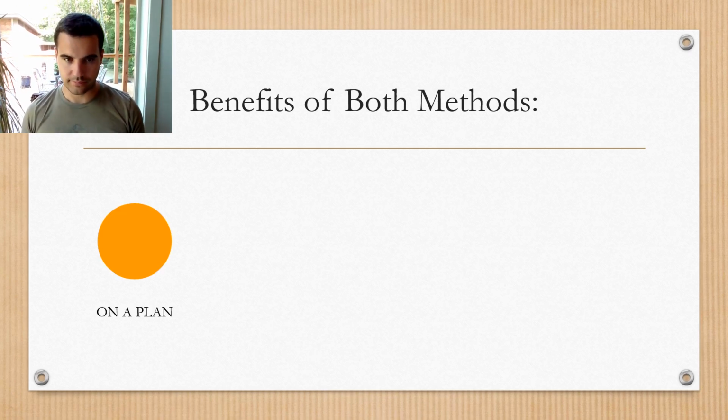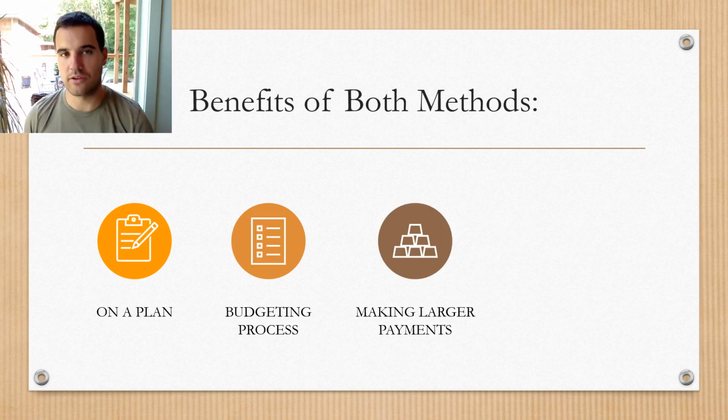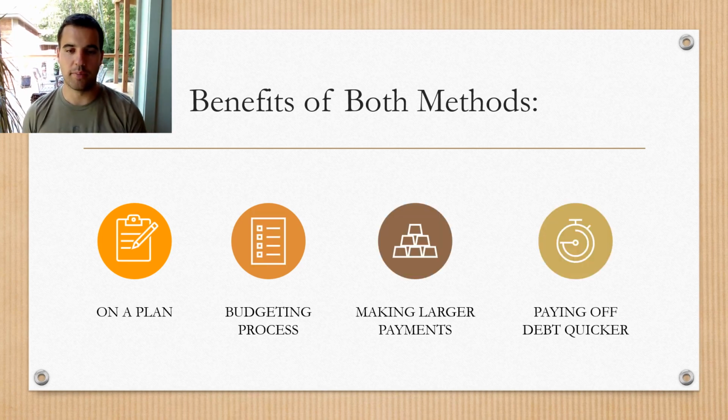So benefits of both methods. You're on a plan. This is what I was just saying, that no matter what, you have started a plan and you have started the budgeting process. Both of them use the budgeting process. You have to budget before you can understand either the debt snowball or debt avalanche method. So both of them, you're on a plan. That's good. You're starting your budgeting process. You're making larger payments and you're paying off debt quicker. All very, very good, solid advantages to just picking one and just going with it. Figure out the rest later.